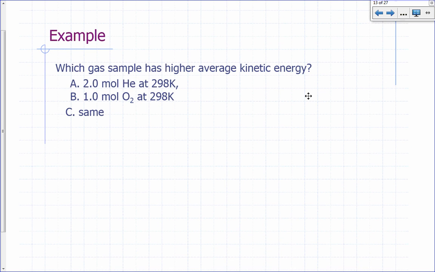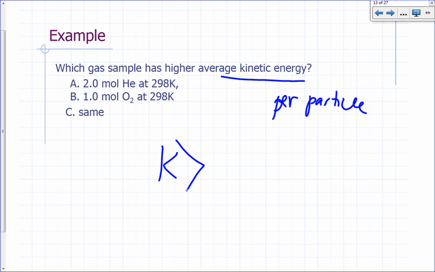All right. Which sample has a higher average kinetic energy: 2 moles of helium at 298 Kelvin, or a mole of O2 at 298 Kelvin? You're talking about average, so that means on a per atom or per molecule basis. So average translational kinetic energy would just be 3/2 kT. It doesn't matter how many you have, so you can ignore how many moles you have, because you're talking about an average. So really we're just comparing helium and O2.